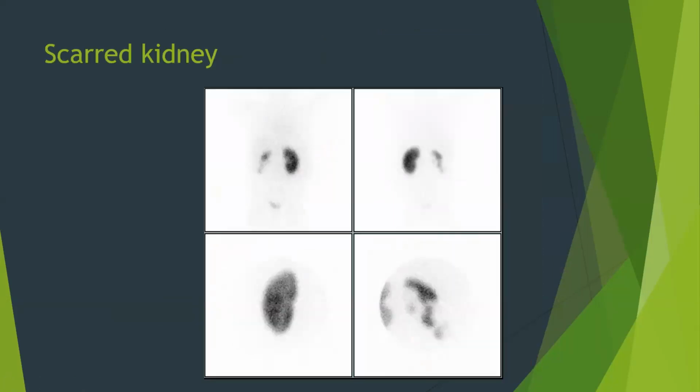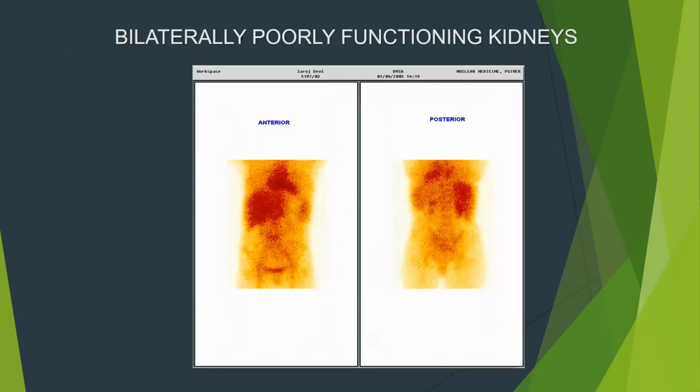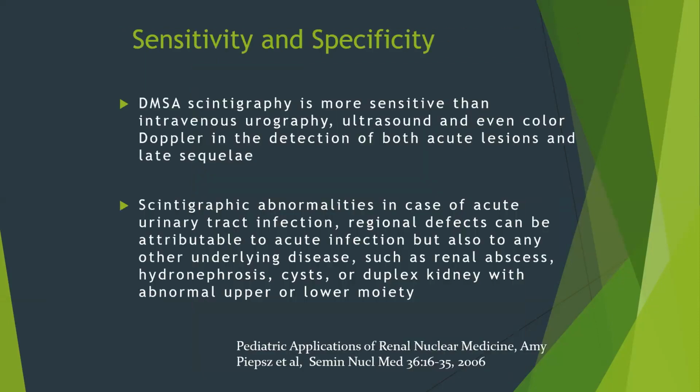This is another case of a scarred kidney. The contralateral kidney is showing absolutely normal contour and good uptake, and look at the scarred kidney. And this is a case of bilaterally poorly functioning kidneys. The entire tracer we can see in the background, but both the kidneys are showing such poor uptake that we can see multiple defects in both the kidneys.